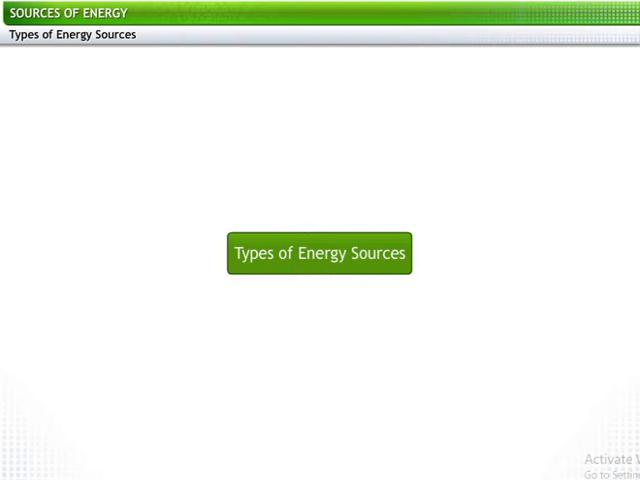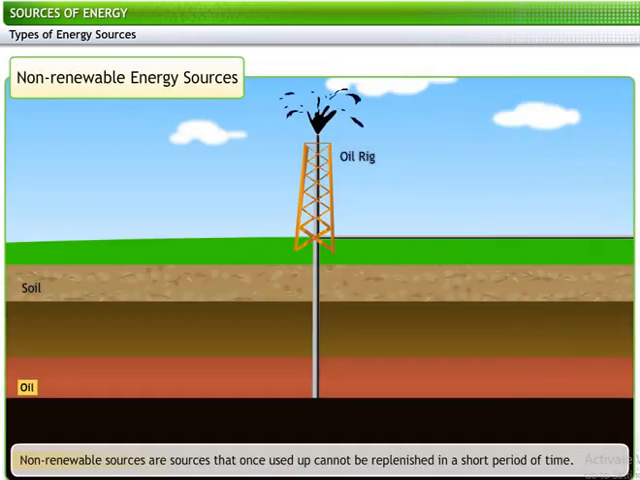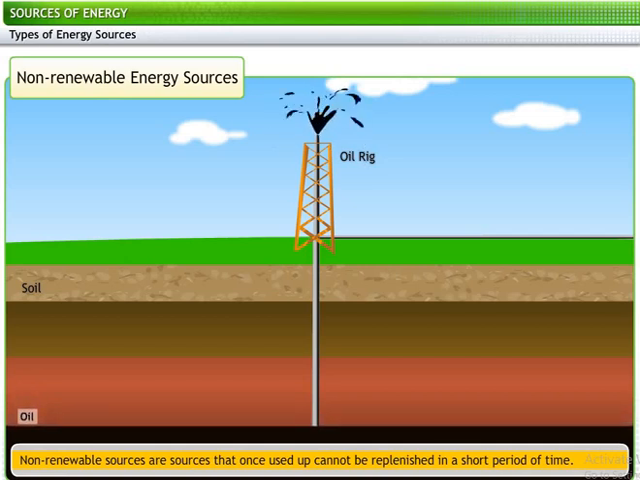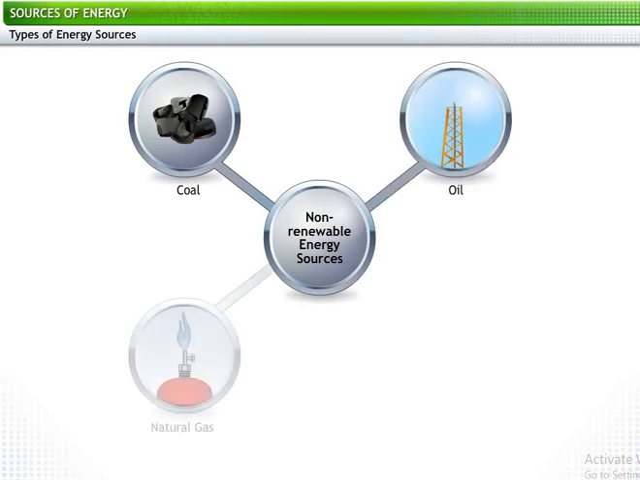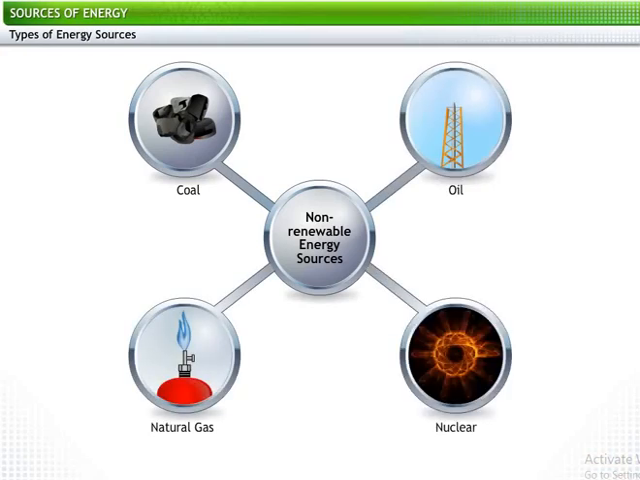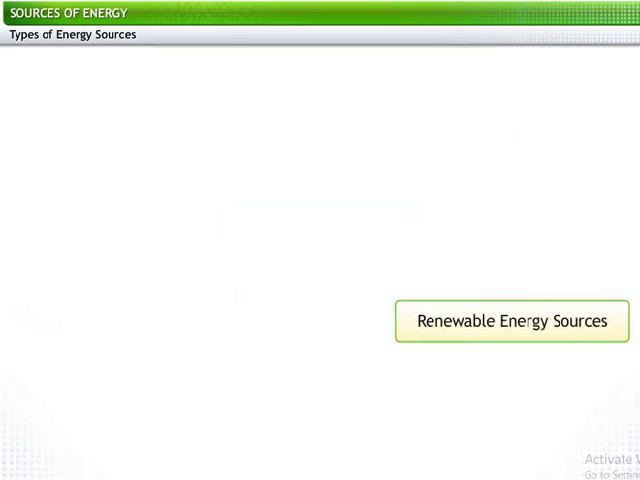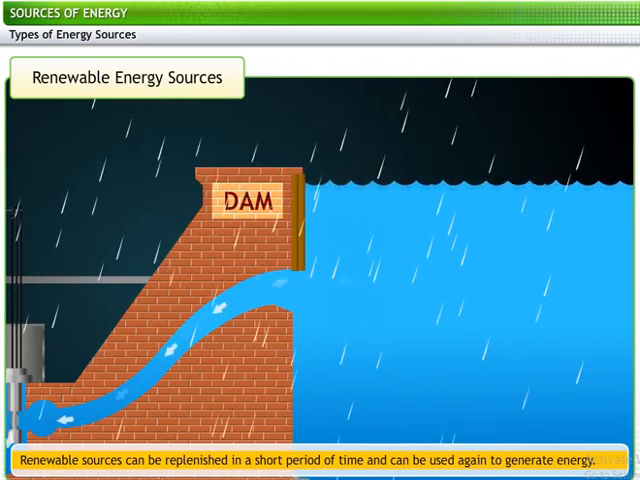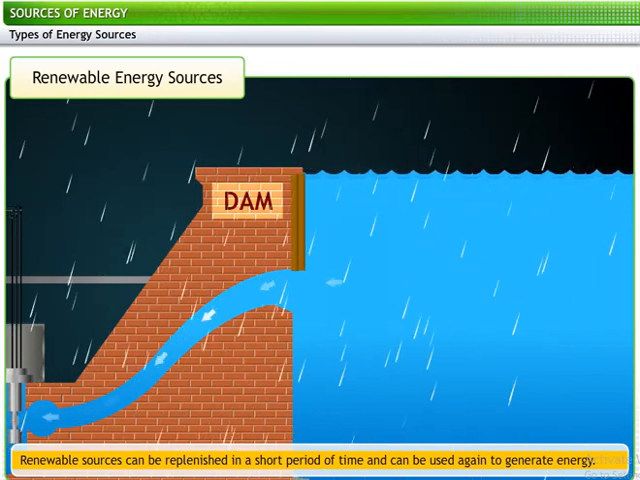All sources of energy can be divided into two categories. Non-renewable sources are sources that once used up cannot be replenished in a short period of time. Fossil fuels such as coal, oil, natural gas, and nuclear fuels are non-renewable sources of energy. Renewable sources. Renewable sources of energy can be replenished in relatively shorter duration and can be reused to generate energy.